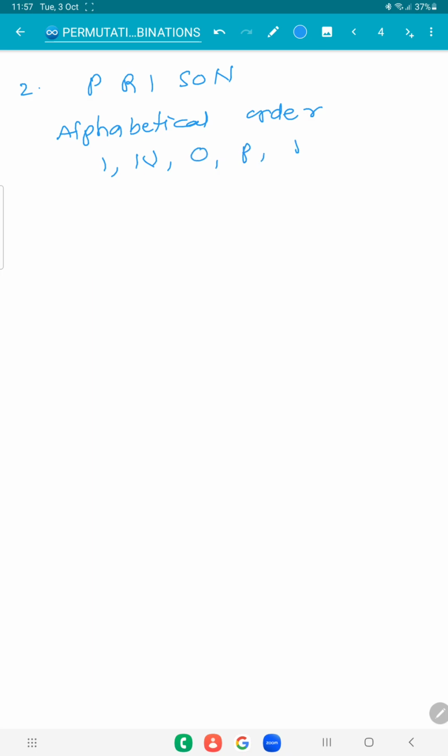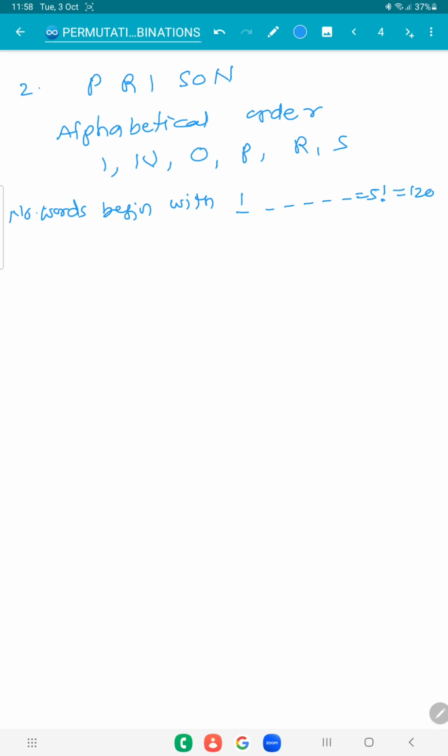Second question, prison. Prison rank is needed. So the alphabetical order should be written. What is that? I, N, O, P, R, S. Similar to the previous question, number of words that begin with the first letter I. When I is there, 1, 2, 3, 4, 5, that is 5 factorial, that is 120.